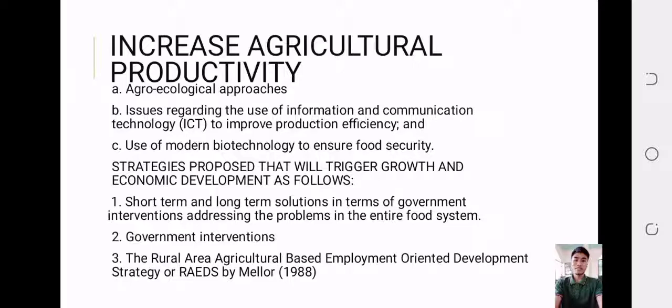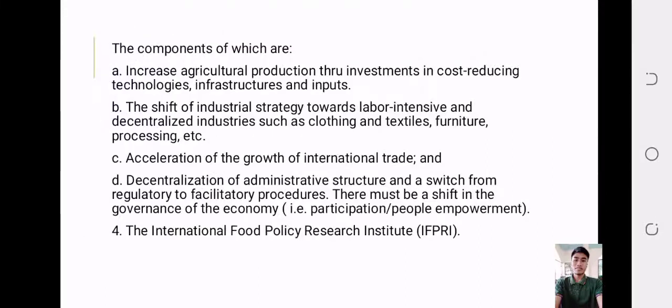Strategies proposed that will trigger growth and economic development are as follows. Short-term and long-term solutions in terms of government interventions and addressing problems in the entire food system. Government interventions: the Rural Area Agriculture-based Employment Orientation Development Strategy, or RAEDS, by Mellor, 1980. So these are the components.